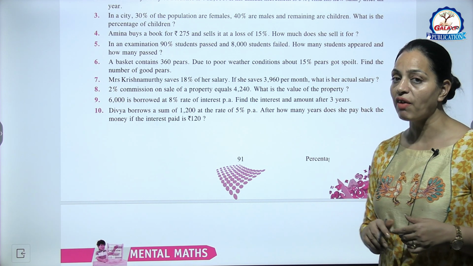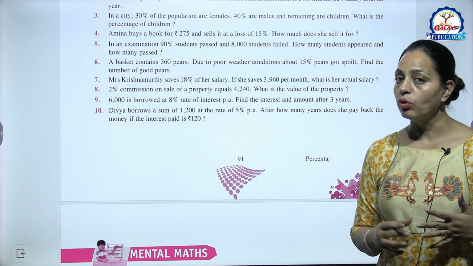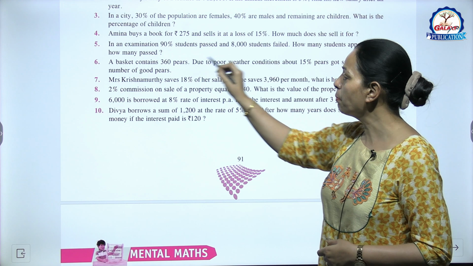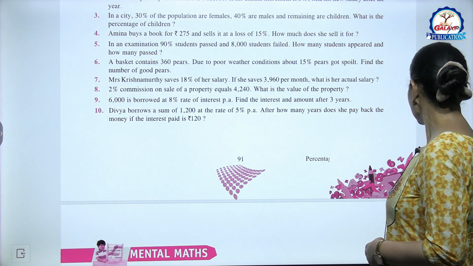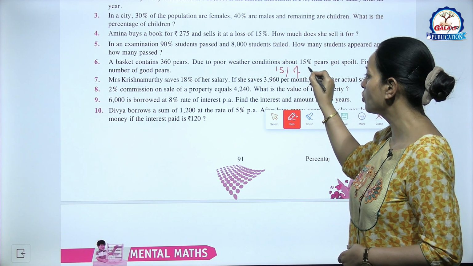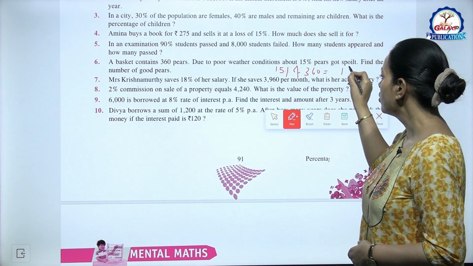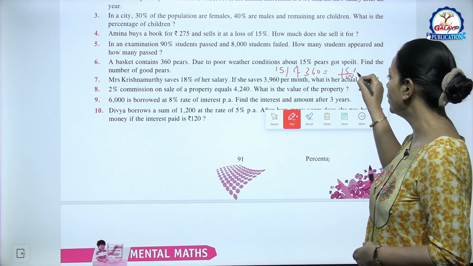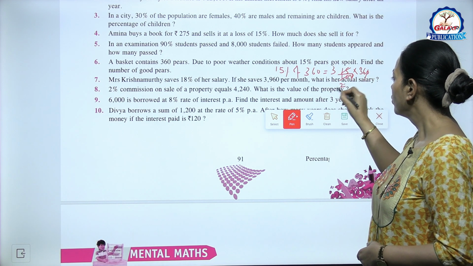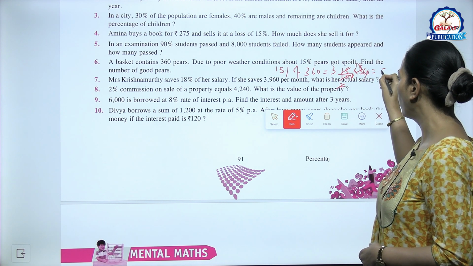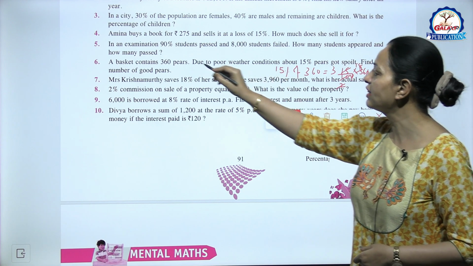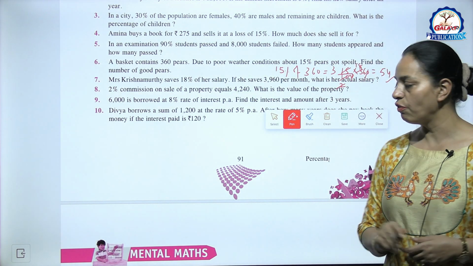So what to do? First find the number of pears which are not in good condition. So how we can find it? 15% of 360. These are not in good condition. So 15 upon 100 into 360. So cut it by 5. So this is 54. Okay, we have to find the number of good pears. So 360 minus 54, right?